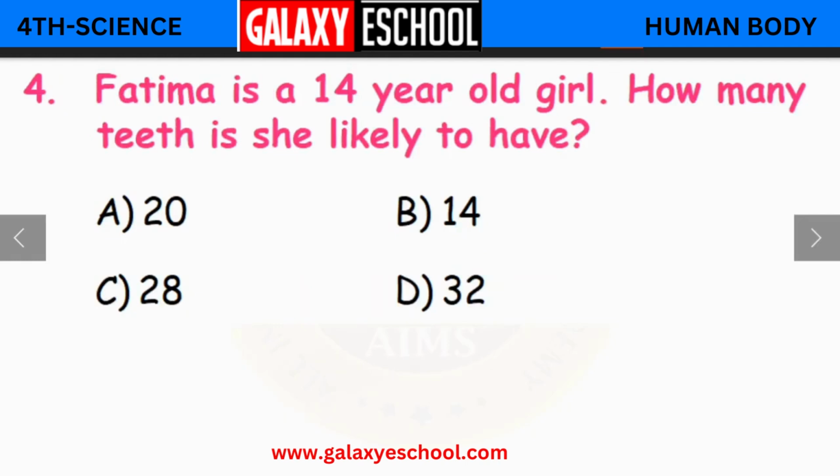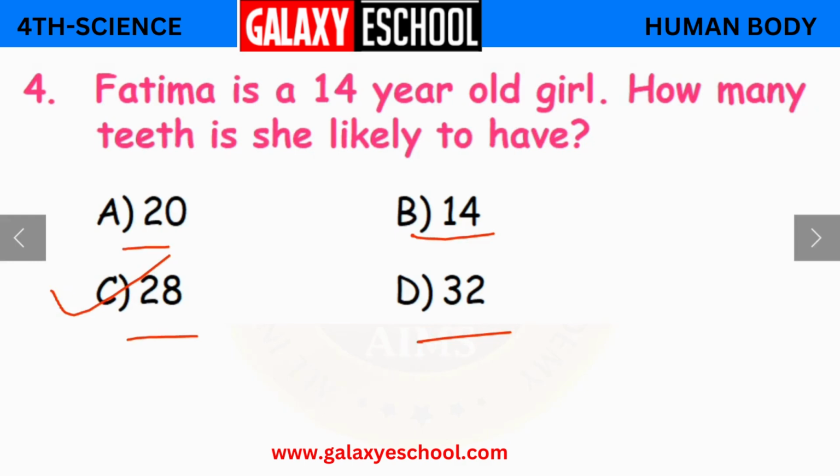Clear, children? Now the fourth one: Fatima is a 14-year-old girl. How many teeth is she likely to have? So Fatima, one of your friends, is a 14-year-old girl. At 14 years, how many teeth does a boy or a girl have? Is it 20, 14, 28 or 32? And the answer, children, is 28. So a 14-year-old girl or boy still has to get 4 more teeth by the time they become an adult.